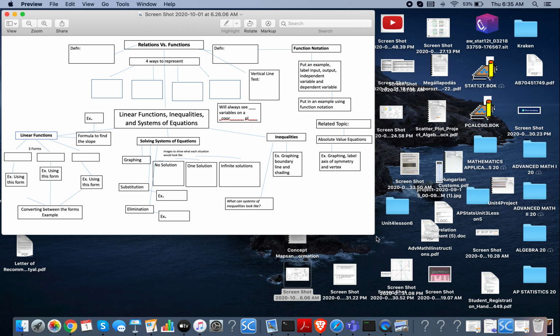So I have space here for an example problem. Solving systems of equations. I can use graphing, substitution, elimination. Here's space for my examples. Here's what it would look like. You could add the vocabulary here. Instead of no solution, one solution, infinite solutions, you could add, is it consistent, inconsistent, dependent or not? Linear functions, what are the forms of those? So this is how I organize this unit in my mind. But you could use mine or you could use one that you make.